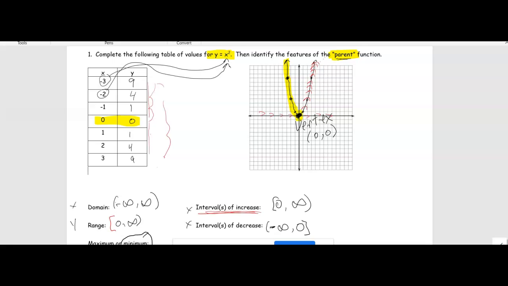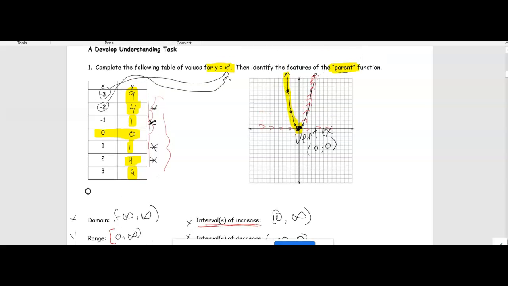Look at the point directly in front of the vertex and directly behind. Notice how those give you the exact same value. They're both 1s. If we look at the point 2 steps in front and 2 steps behind, notice how those both give you the same value. And then we get a 9 here, we get a 9 here. So there's what is called symmetry about this point of the vertex.